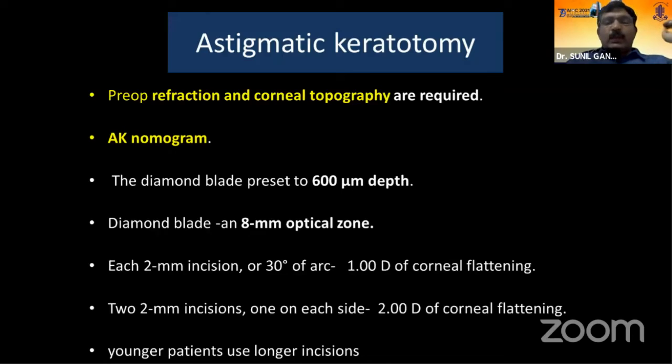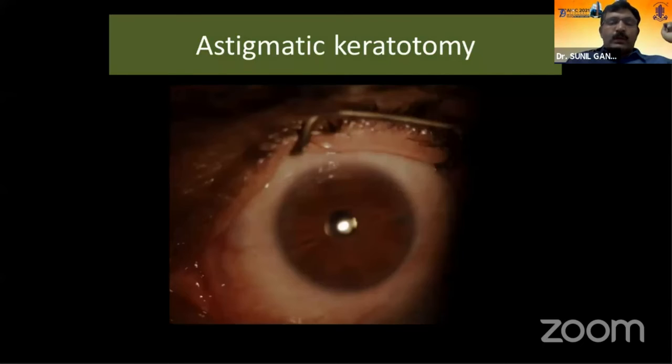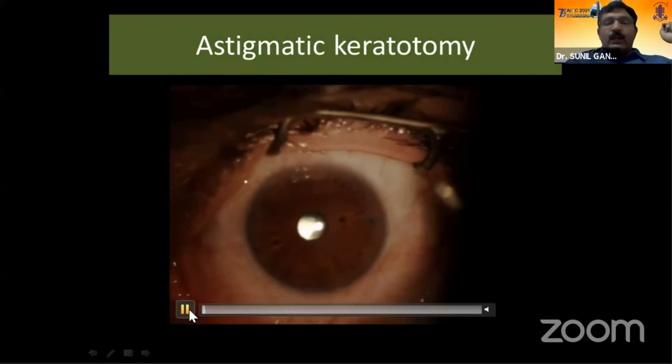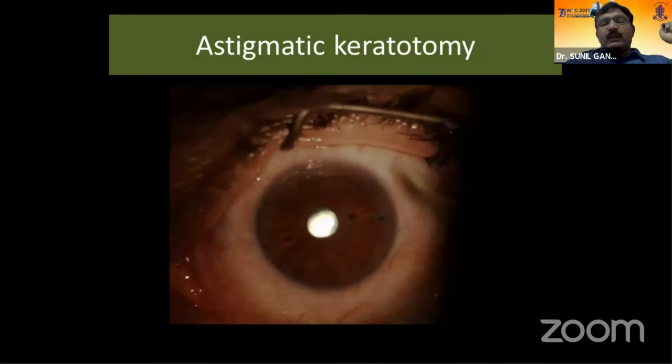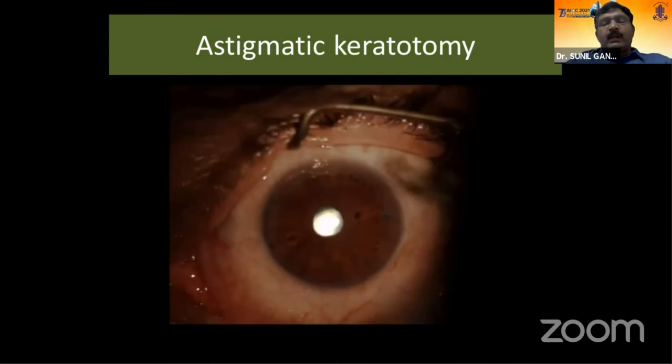You can use the diamond blade for a fixed depth of around 600 micrometers. You can do it on one side or both sides depending upon the residual astigmatism. In younger patients, you tend to have a longer incision when compared to older patients. Let me show you a small video of an astigmatic keratotomy, where an arcuate incision is being done in the periphery beyond the 8 mm clear zone.